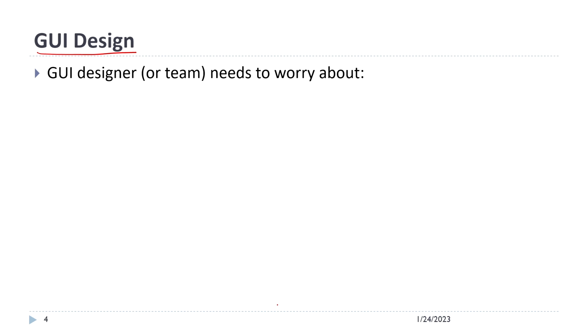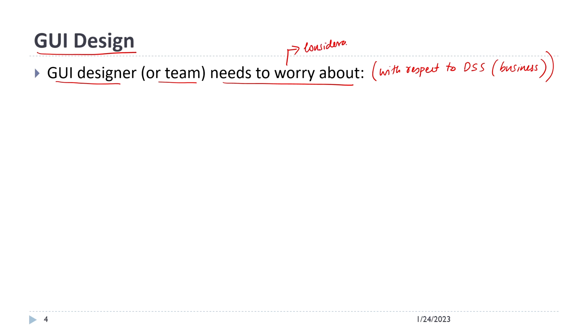So, the GUI designer, or the team that designs the GUI, needs to worry about the primary focus with respect to DSS, business DSS, or business decisions. What do we need to do when the DSS is aimed at a corporate DSS or a business DSS? What we are talking about is the major considerations. So, the number one consideration they need to consider is the layout of the user interface, the GUI, graphical user interface. What does this layout entail?